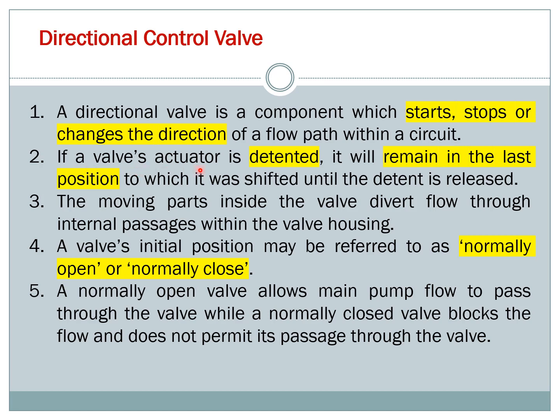If the valve actuator is detented, meaning it has a few levels of switching, when you press once it will go to the first level, and when you press again, it goes to the second level. It can have a few levels of switching, and it will remain in the last position to which it was shifted until the detent is released. Meaning the switch will go level by level until you release the switch. That is what we call a detented switch. We will see it later using our symbols.